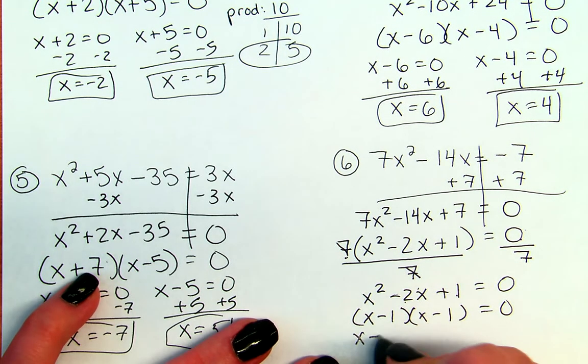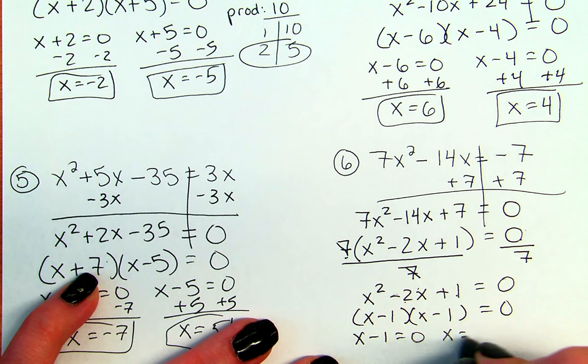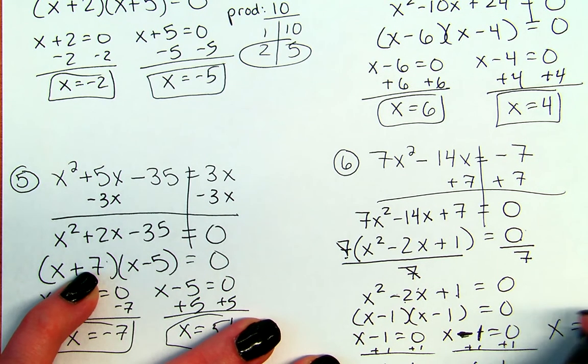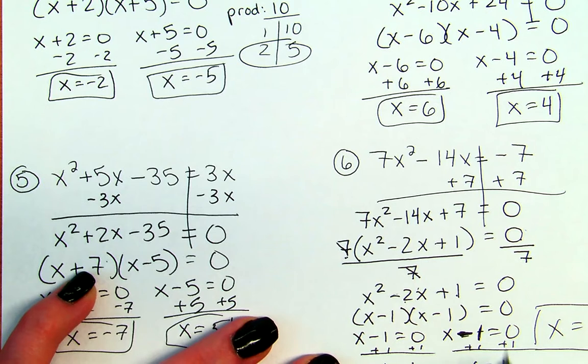Now I set each piece equal to 0, but you'll notice the factors are the same. So when I add to both sides, I'm obviously doing the same exact thing twice. That's because we actually only have one solution. X equals 1 is our solution, since it showed up twice.